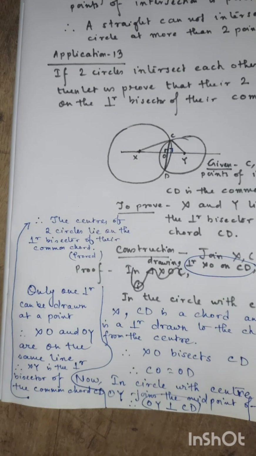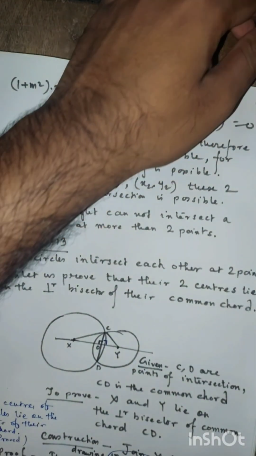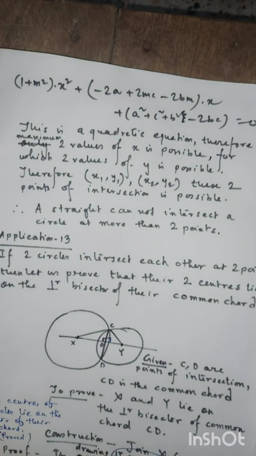Okay, so this is our application 13. Now let us do another application. Application 14. So Application 14 says, I prove with reason that the line joining the midpoints of two parallel chords of a circle passes through the center. Now let us try to prove it.